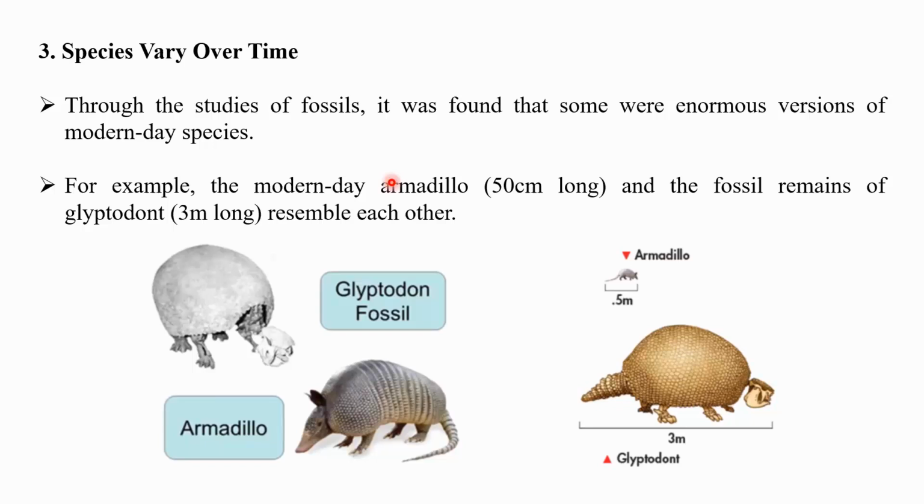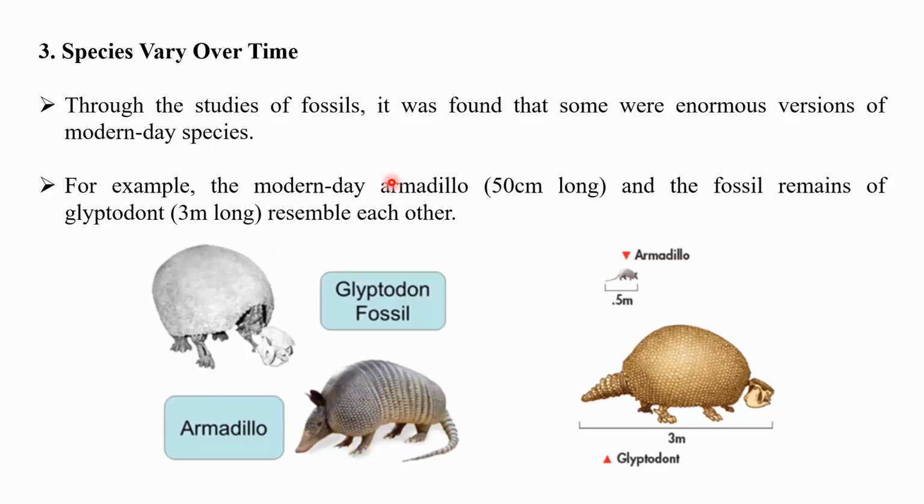So depending on the requirements, depending on the adaptations that a particular species has, and the accumulation of these variations over a large period of time, ultimately there is an evolution. During the course of evolution, new species evolve. And we found that species do vary over time. For example, when we study the fossils of the armadillos that resemble the modern day armadillos, they are an enormous version of what we see in today's period.